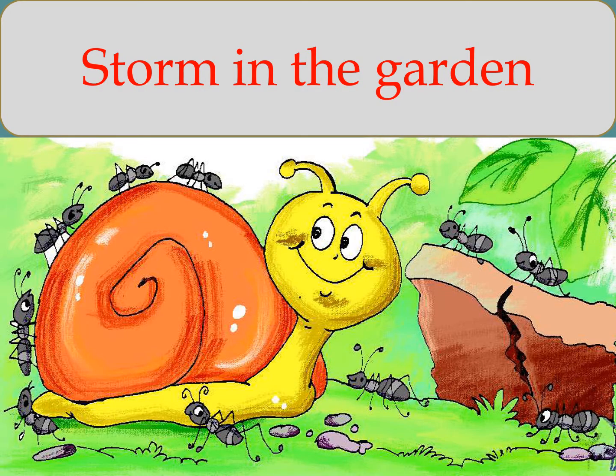Now these are the two characters of this lesson. One is the snail, and the other one is these ants. So after seeing the storm, how they are frightened and how they escaped is the story.